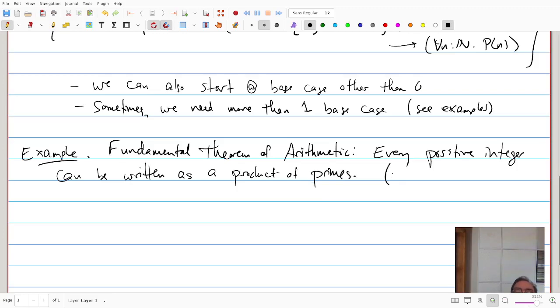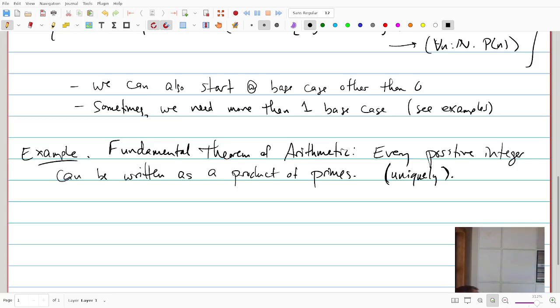And also uniquely. I'm putting this in parentheses because we're not going to prove this part today. It is true that for any integer, there's only one way to factor it into primes. Of course, you can put them in a different order, but we don't care about that. If you don't care about the order, there's only one way to do it. We're not going to prove that part.